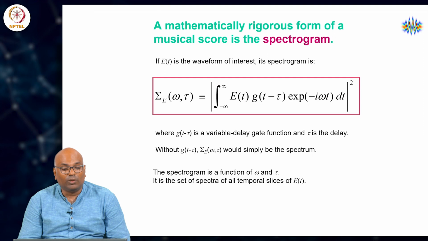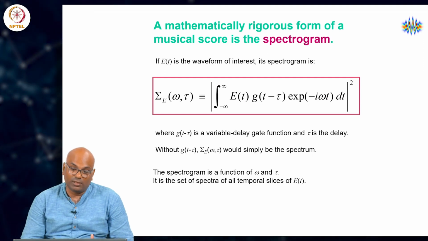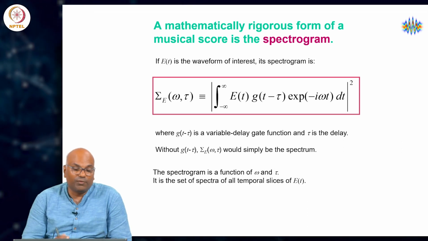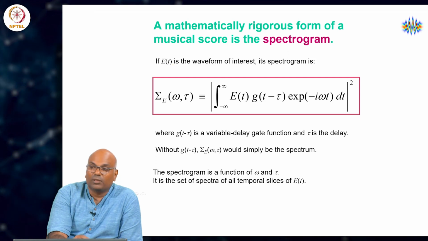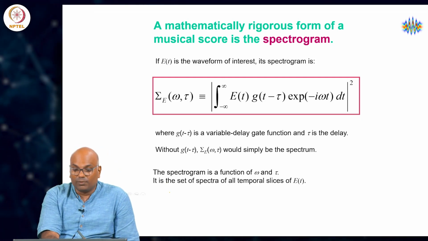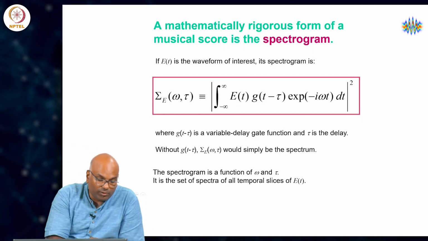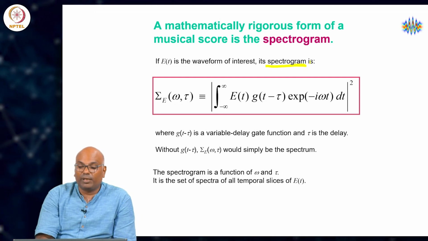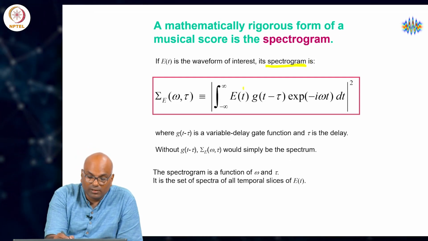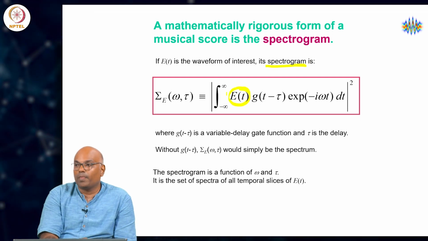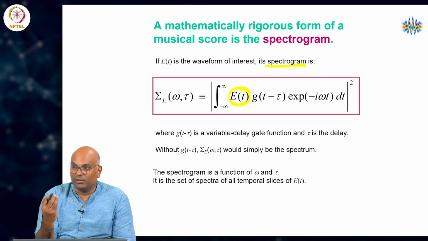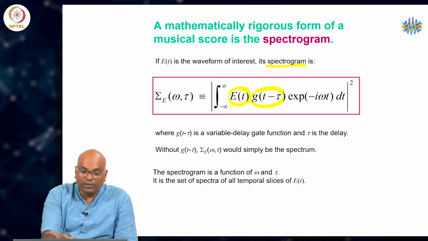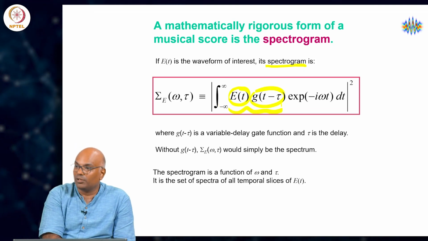A mathematically rigorous form of a musical score in some sense is a spectrogram. What do we mean by a spectrogram? If E of t is the waveform of interest about which we are concerning ourselves in this process, then its spectrogram, per definition, it is a new term, is the waveform itself multiplied by a gate, and the spectrogram depends upon the gating function that we use. You take the Fourier transform of the product of this function.